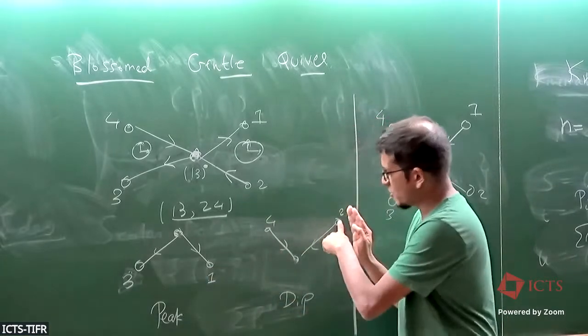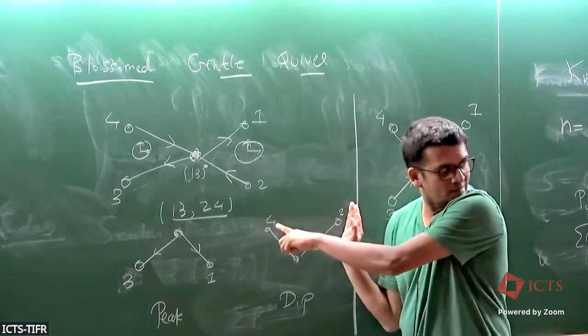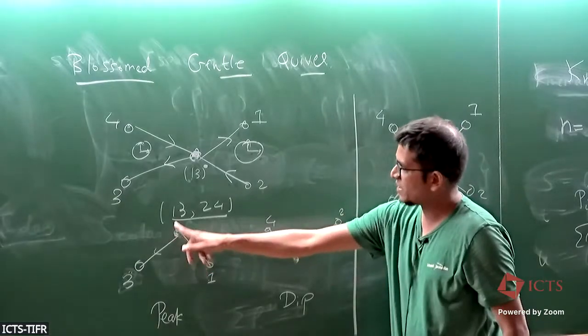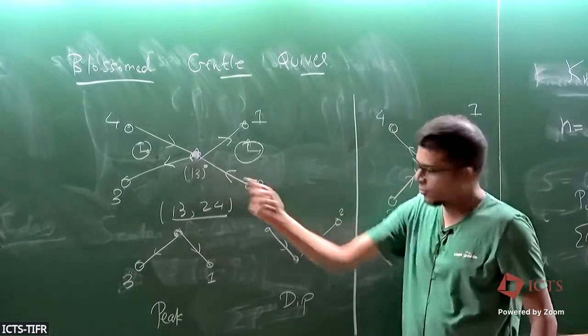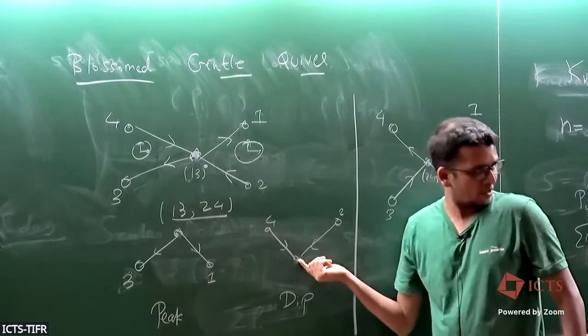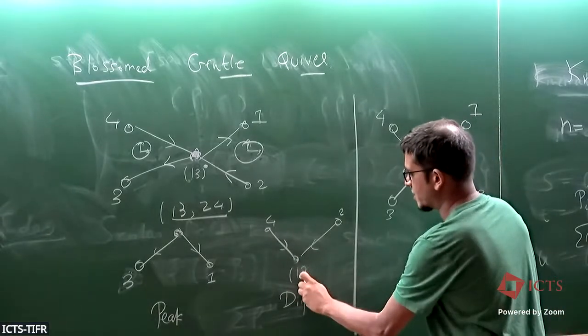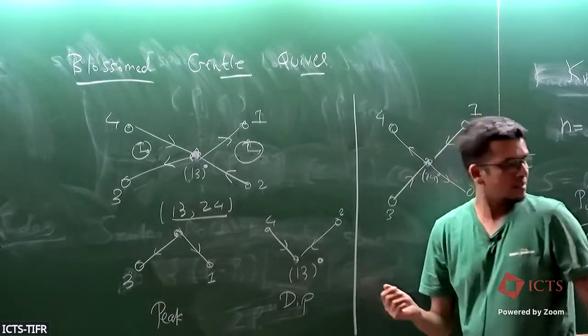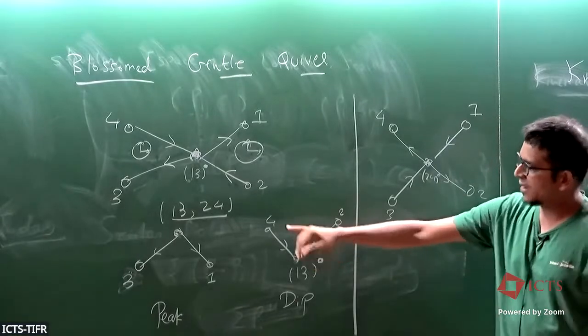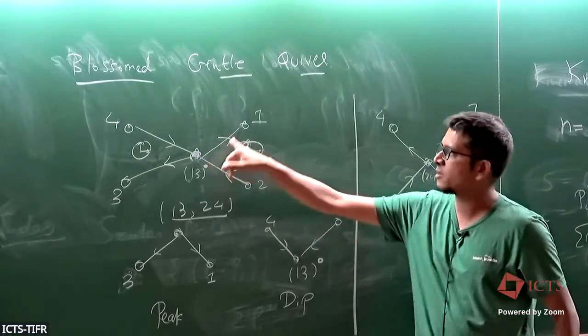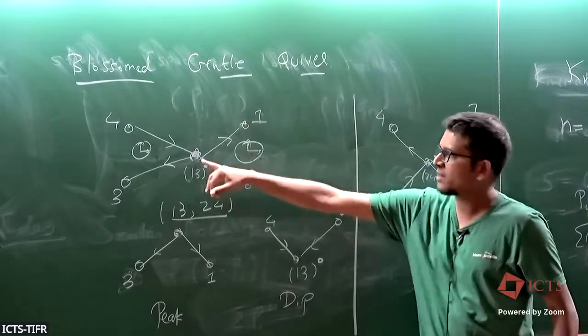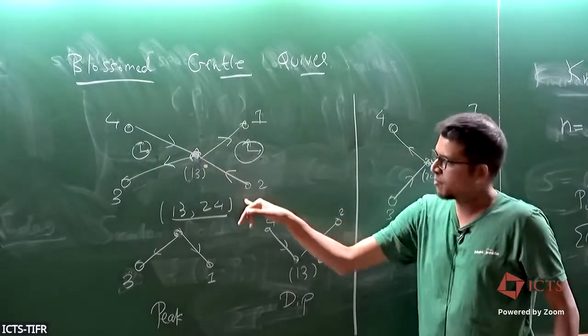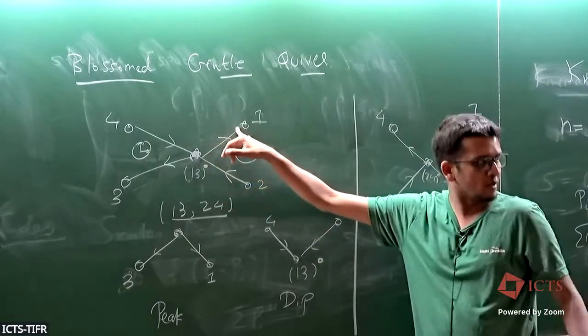1, 3 is a path, so 1, 3 is this path, which has a peak at this black dot, and 2, 4 is this path, which has a dip at this black dot. The dot is always 1, 3 dot. So now you can say, why is it not generating a 2, 1 path? The reason is 2, 1 has no peak or dip here. So any path which does not have a single peak or dip, we ignore it.